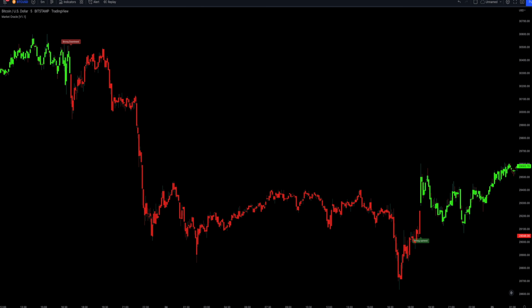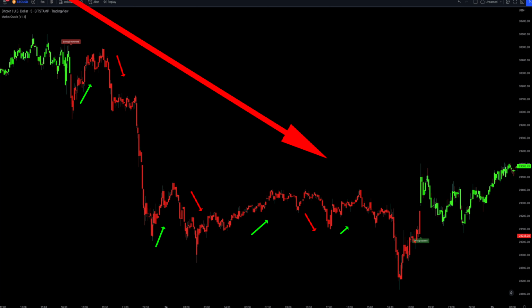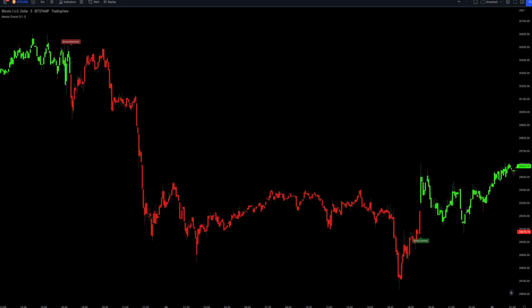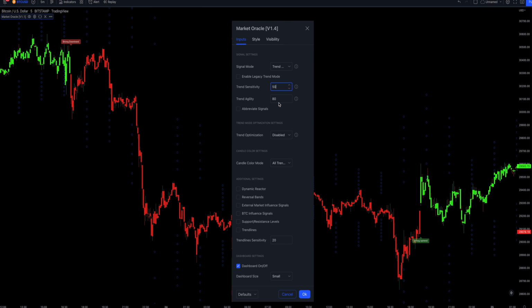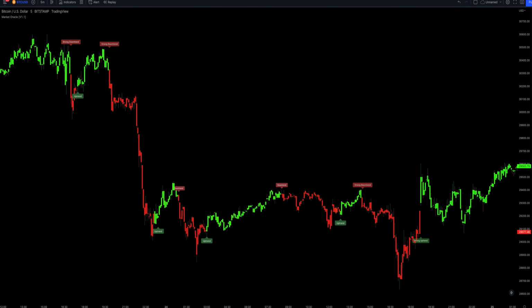Keep in mind that trends are not perfect. Even if price is still in a general downtrend, there can still be plenty of bounces upwards along the way. So depending on your sensitivity values, the trend mode will either ignore these bounces up or take them into consideration. We'll go over sensitivity values shortly.